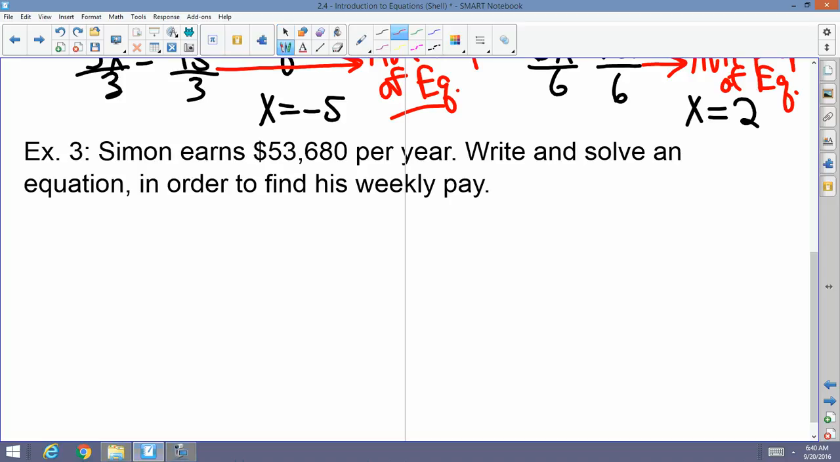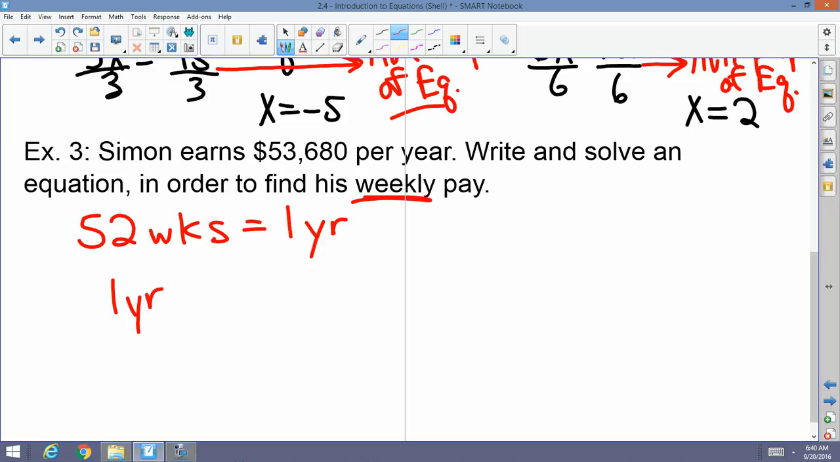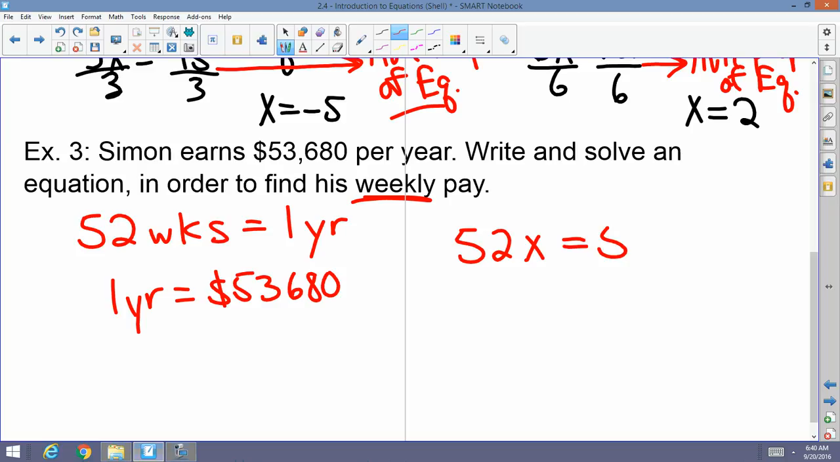Well, here's the clue right here: weekly. There are 52 weeks in 1 year. And in 1 year, he makes $53,680. So he gets paid weekly, so there's 52 payments of x dollars every year that give him a total of $53,680. All right, think about that. Don't just copy it down without thinking about it. Label everything, please. Look how I label things. I want to make things easy for myself.